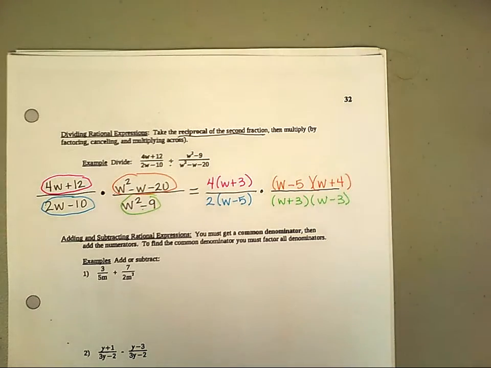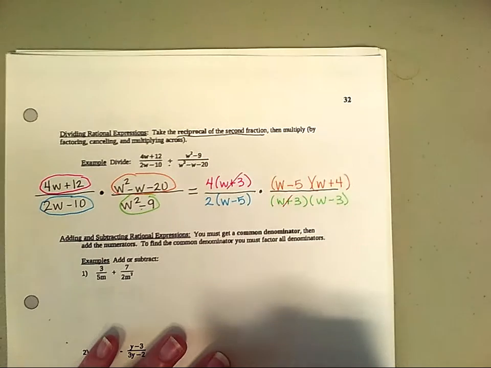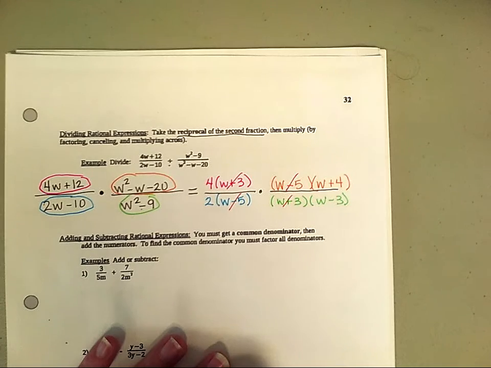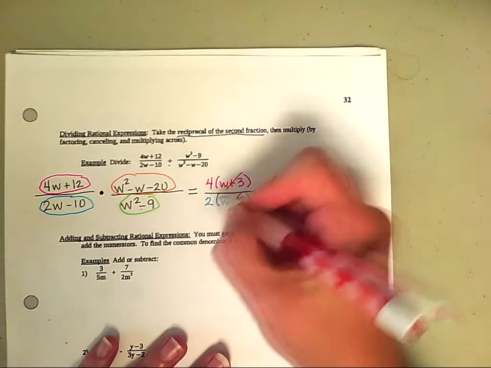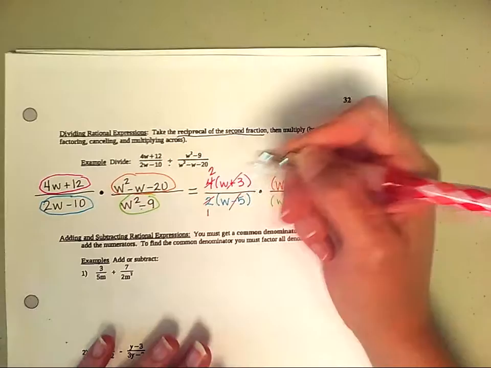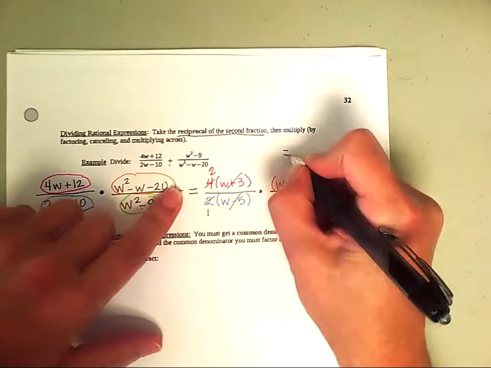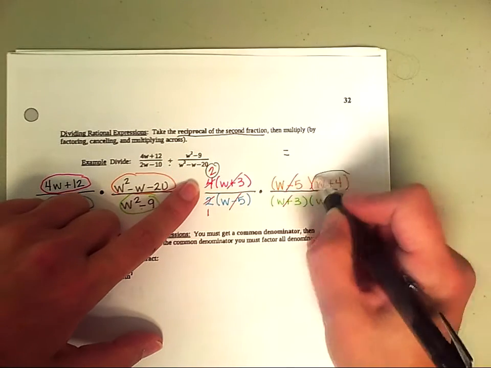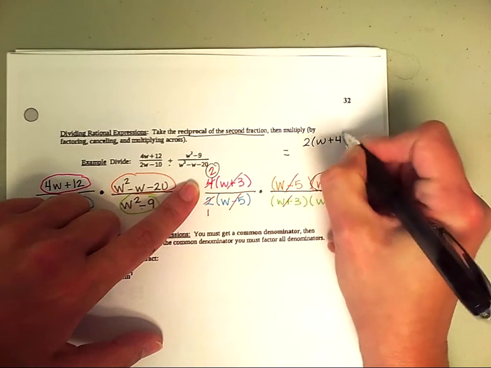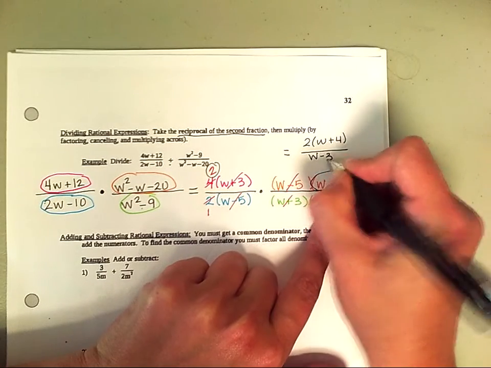Now here we can do some canceling. This w plus 3 will cancel with this w plus 3, w minus 5 and w minus 5. But there's also canceling that we can do here among the coefficients. 2 goes into itself once, and into 4 2 times. So in the end, we have a 2 left and this w plus 4 in the numerator. And then in the denominator, just w minus 3.